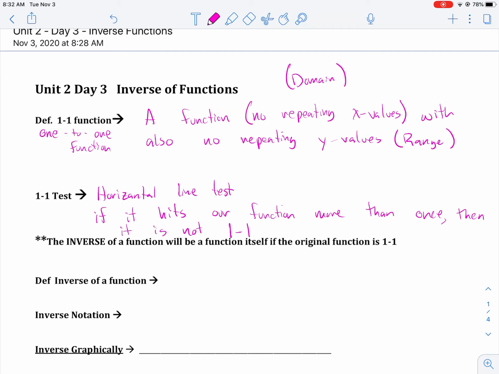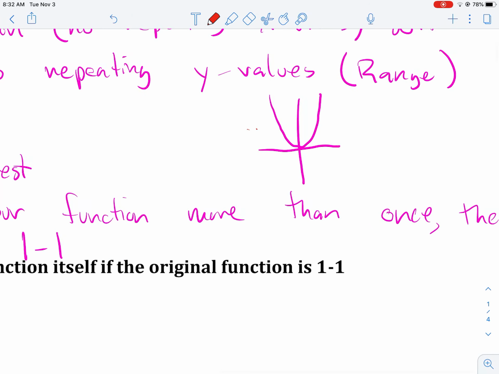An excellent example of that would be x squared. You have something that goes like this. You give it the horizontal line test, and it's hitting our graph more than once. So a quadratic is an example of something that is not 1-to-1.